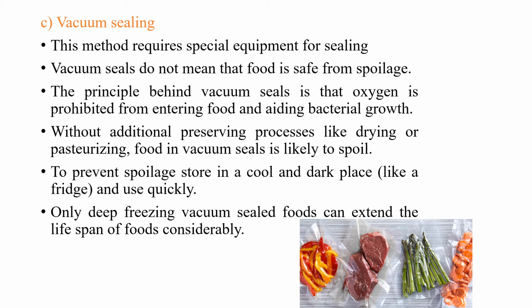So the third sealing technique is the vacuum sealing technique, and this method requires some additional equipment for the sealing process. And the vacuum seal does not mean that the food is safe from spoilage. It is also not a safe method of preservation. There is also a chance of contamination. It also does not mean that the food is completely free of spoilage microorganisms.